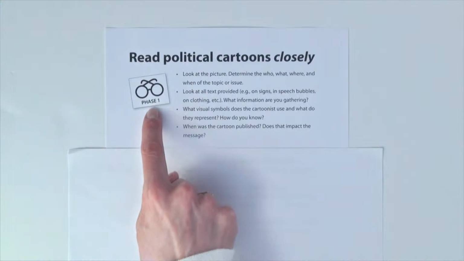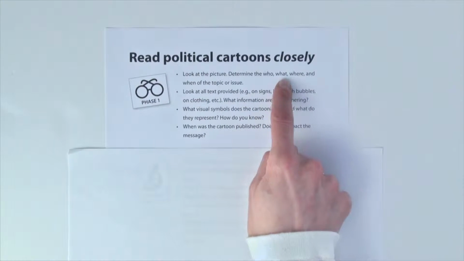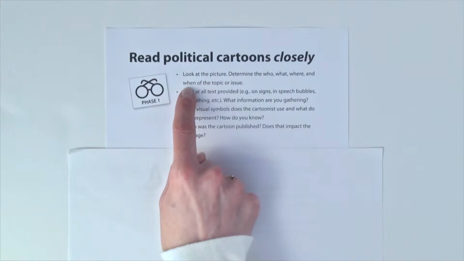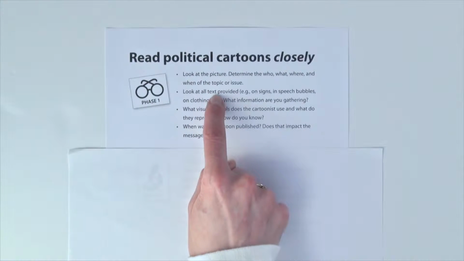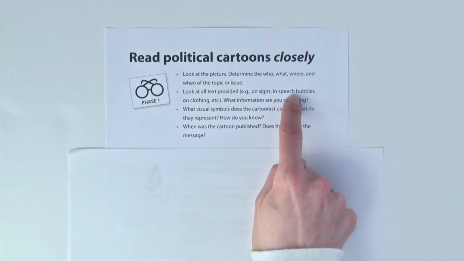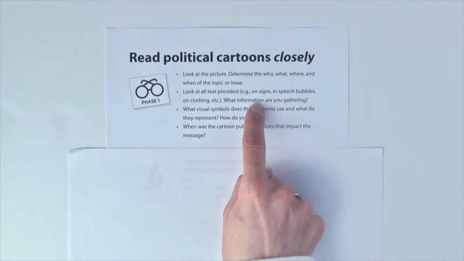So that first read, we want to just look at the pictures, the illustrations in the cartoon. Who is doing what? Where are they? And when did this happen? We also, in addition to the visuals, want to look at any text the illustrator provided. Look at the signs, speech bubbles, even buttons on clothing. What information are we gathering?